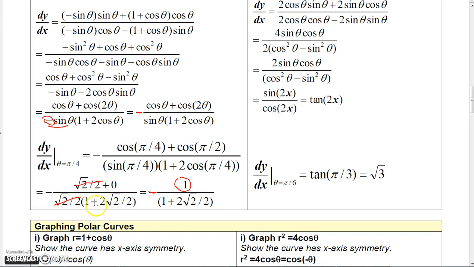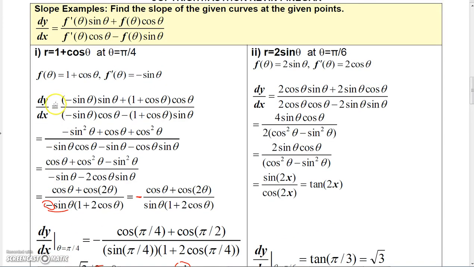And then on the bottom, 1 plus 2 cosine of pi over 4 is actually 1 plus 2 square root of 2 over 2. And actually you can cancel the 2's here, and you get minus 1 over 1 plus square root of 2. So I just didn't do that last step, but minus 1 over 1 plus square root of 2 is your final answer. And so that's the slope of that graph at theta equal pi over 4.